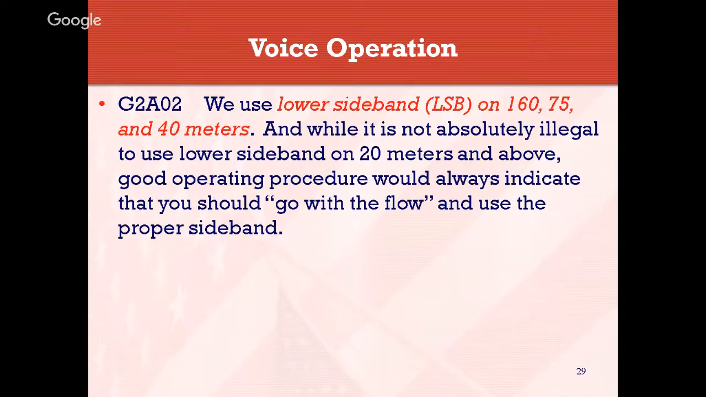Okay, we use lower sideband on 160, 75, and 40 meters. And while it is not absolutely illegal to use lower sideband on 20 meters and above, good operating practice and procedure would always indicate that you should go with the flow and use the proper sideband. That's what I mentioned earlier.